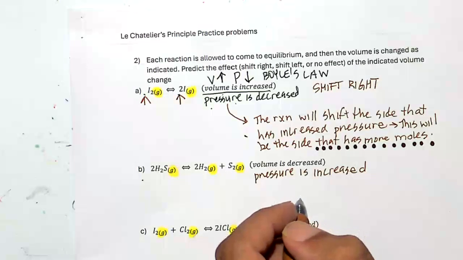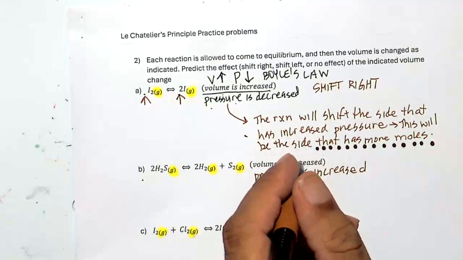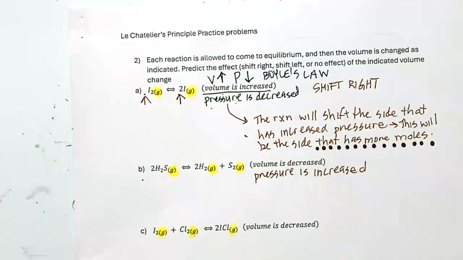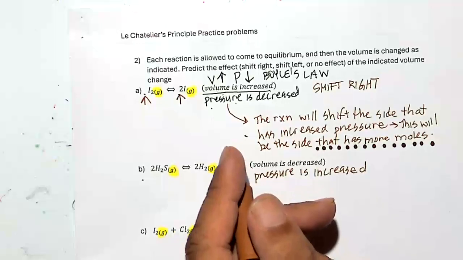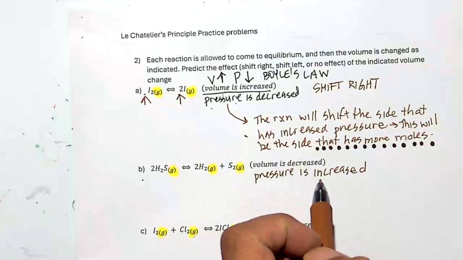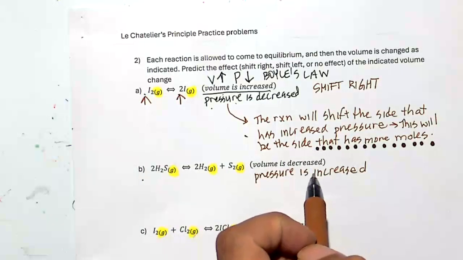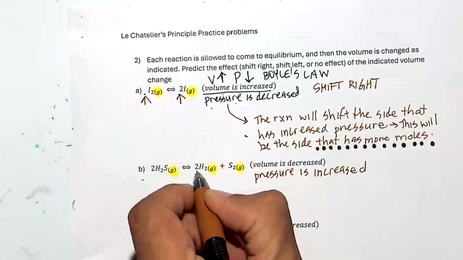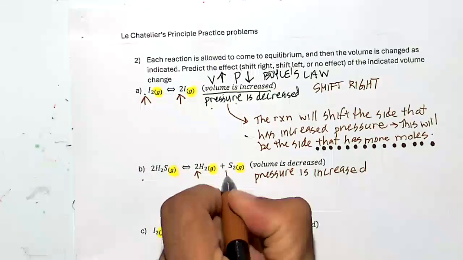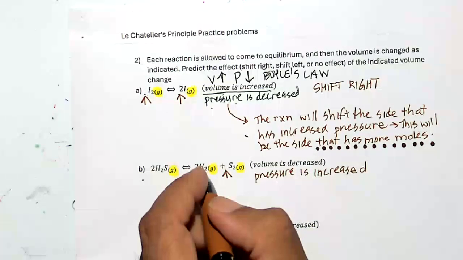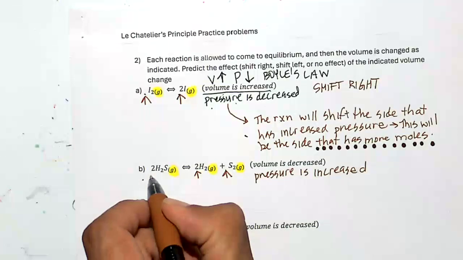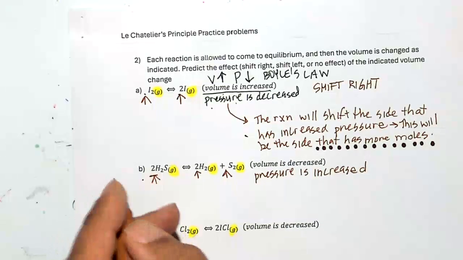It will go to the side that has decreased pressure. Okay, decreased. It will go to the side that has decreased pressure. Which side has decreased pressure? The one with more moles or less moles? Less moles. Which side here has less moles? I got 2 here, plus 1 here, 2 plus 1, 3 moles of gas here. I got 2 moles of gas.